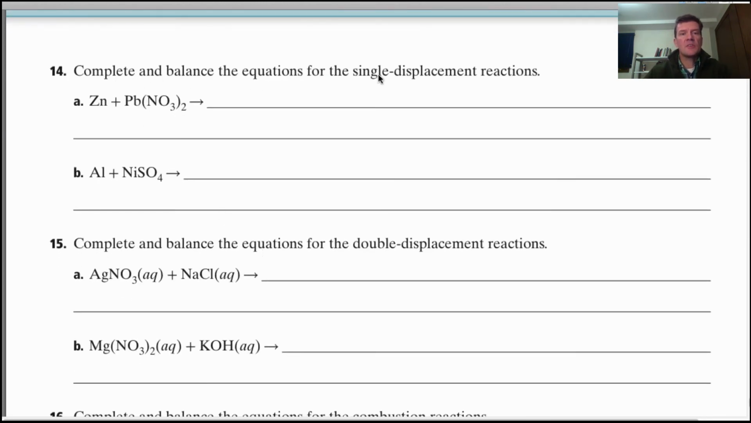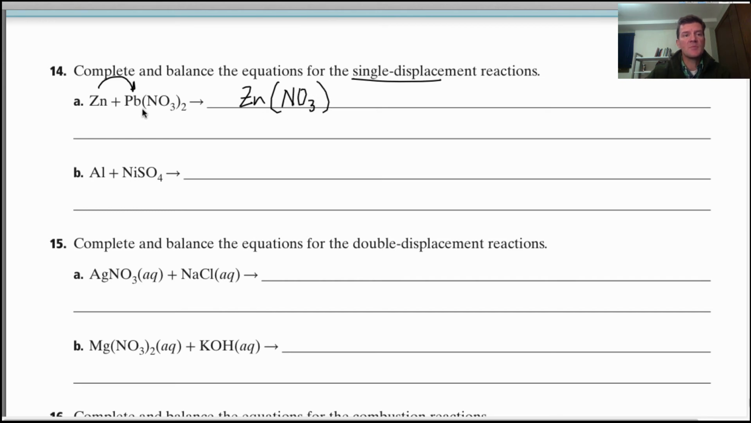Alright, complete and balance the equation for single displacement. Single displacement, remember, is when an element, usually a metal, it could be a non-metal too, but a metal is going to replace the metal that's in the compound. If it's a non-metal all by itself, then it's going to replace the non-metal that's in the compound. So this zinc, assuming that it is more reactive than the lead, is going to kick out the lead, and it is going to be in the compound here with the nitrate.